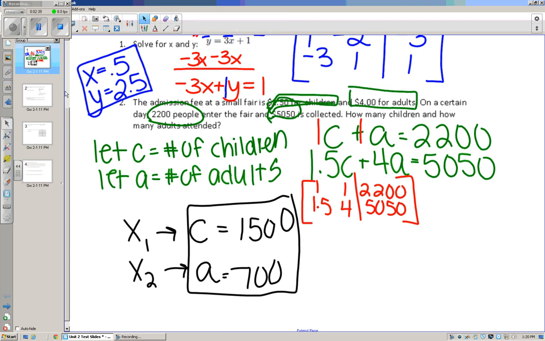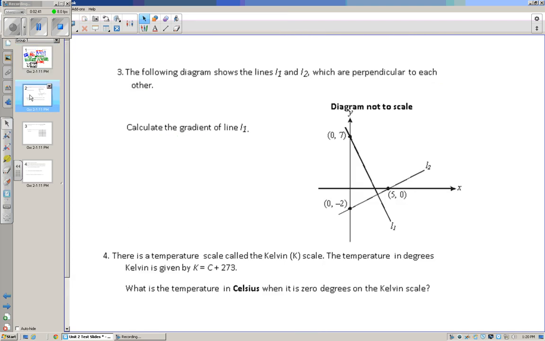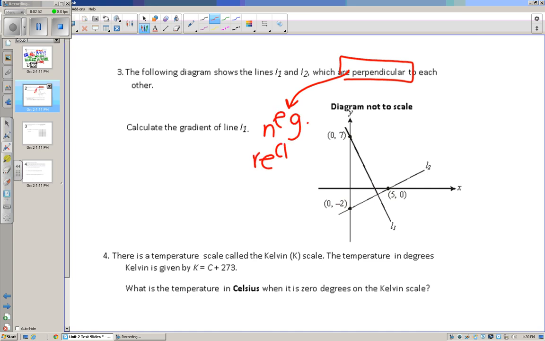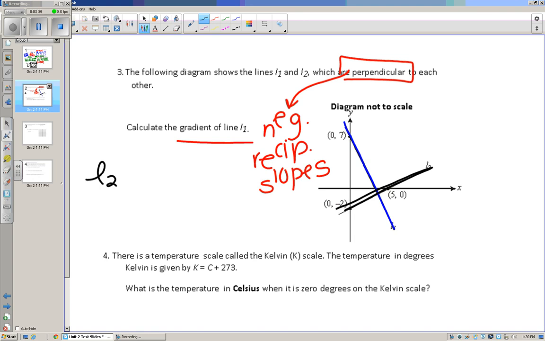Okay, let's take a look at number 3. Number 3 shows the following lines 1 and 2, and they're telling us that the lines are perpendicular to each other. We know when lines are perpendicular, they have negative reciprocal slopes. All right, so they would like the gradient or the slope of L1. Well, if I'm looking at L1, I'm realizing there's not really a way for me to tell. But if I look at L2 here, there's 2 points. So I'm going to find the slope of L2 to start using my slope formula.